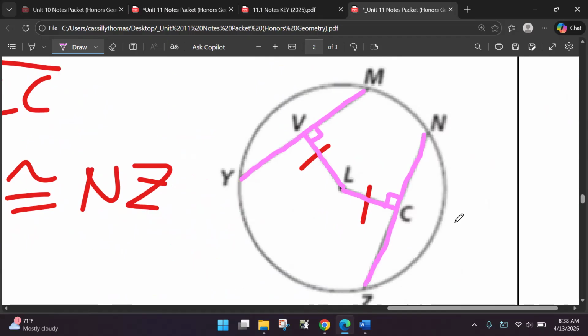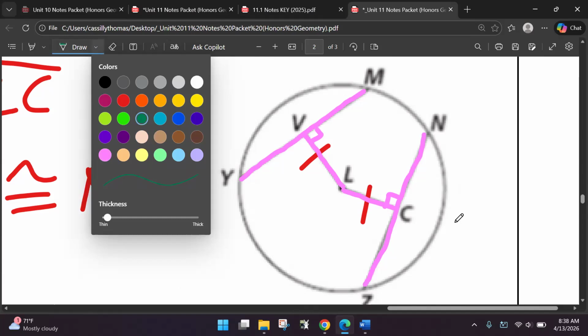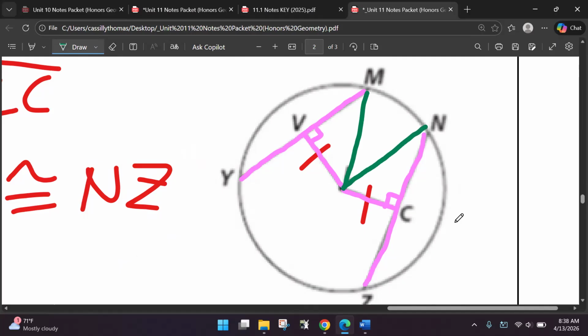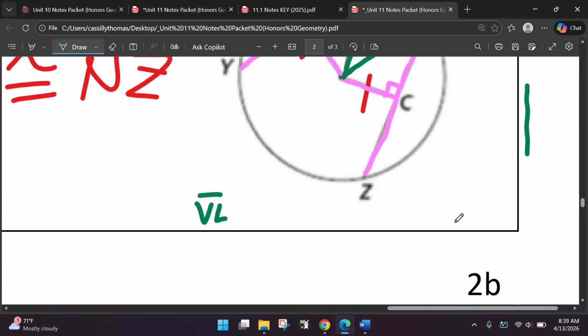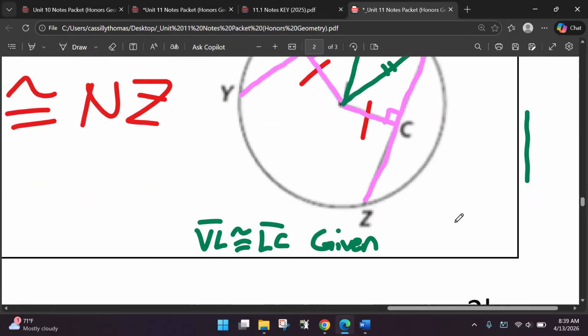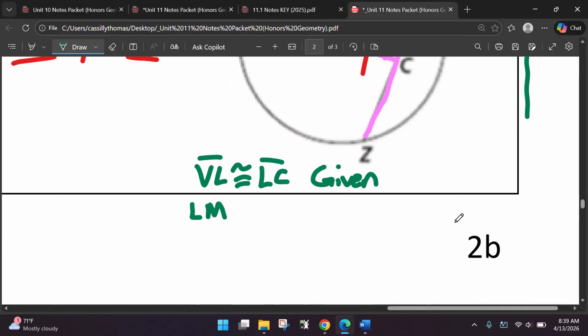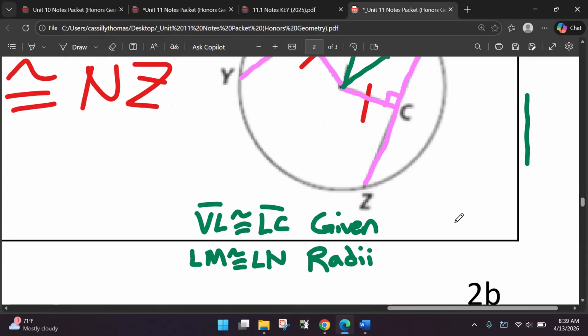We could actually prove that these are congruent. You're all probably saying don't do it, but I'm going to talk through it anyways. We'll say VL is congruent to LC. This was given. Those segments that we drew in here, LM is congruent to LN. Why is that? Those are radii of the circle. And then we could prove that VM is congruent to NC.